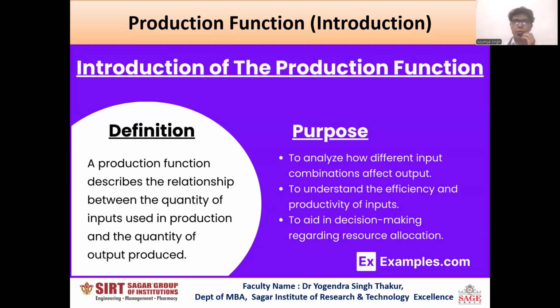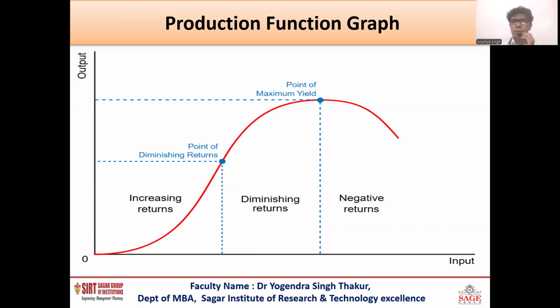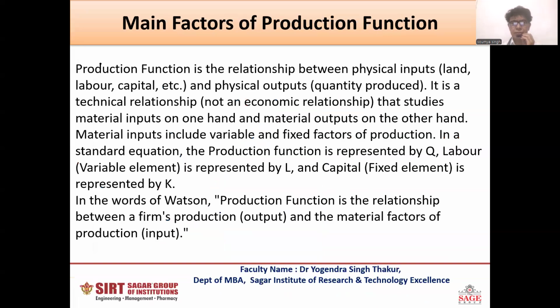allocation. You can understand this by the production function graph, where you can see increasing returns, the point of diminishing returns, the point of maximum yield, and also the negative returns. This is very helpful to understand through the graphical representation.